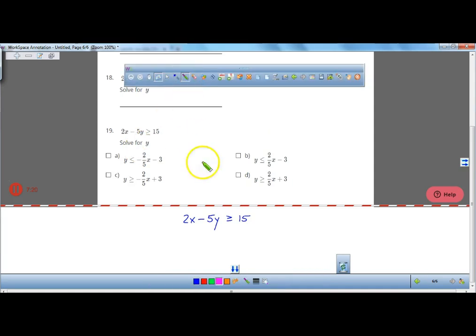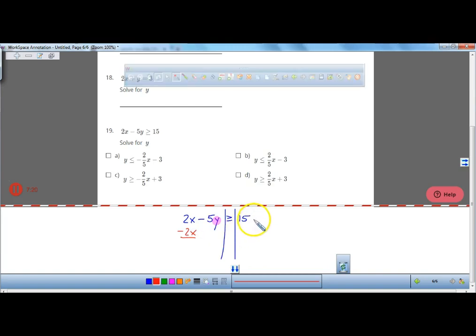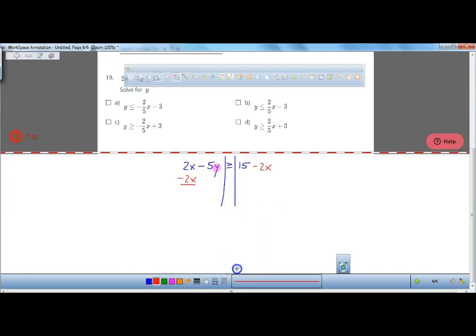We have to solve for y. So I'm going to highlight it right there. You have to treat this inequality sign like an equal sign. So we have to take away 2x from both sides. What do I have left? That zeroes out. I'm left with negative 5y is greater than or equal to, and watch what I do. I'm going to move the negative 2x up front, and I'll put the 15 in the back.